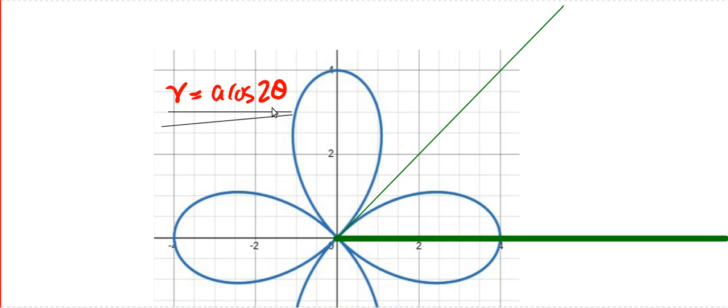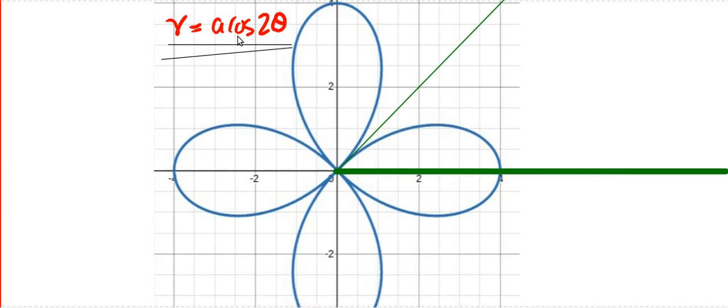I will remind you once more. Check 100 times whether they asked the area of one loop or 2 loops or all the loops. Anyway, I'll teach you how to find the area of one loop so that you can find the area of all the loops in case they ask.